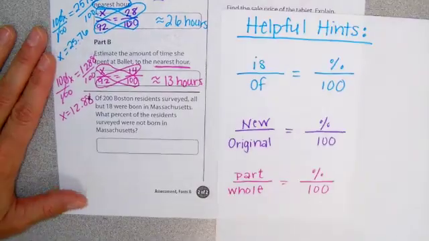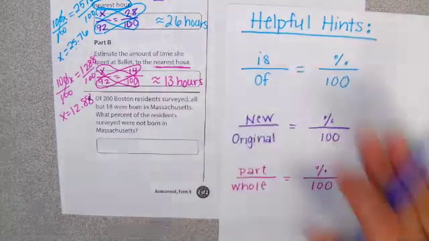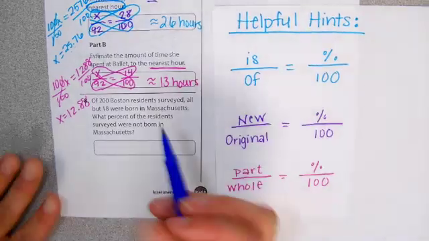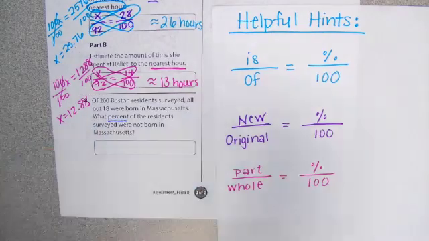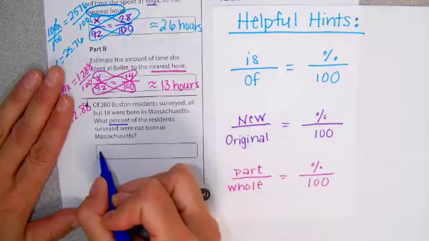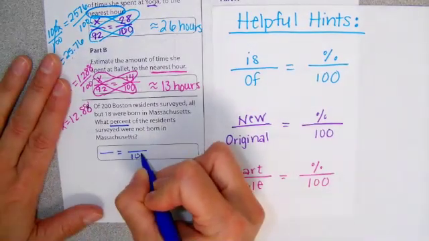All right, of 200 Boston residents surveyed, all but 18 were born in Massachusetts. What percent of the residents surveyed were not born in Massachusetts? Okay, so here we go. This time, it's a little bit harder to determine that it is a percent proportion, but it's asking the question, what percent? So even though you don't see the percent symbol, it's asking you about a percent. So we're going to set up the percent proportion again. We're going to put the 100 in there.